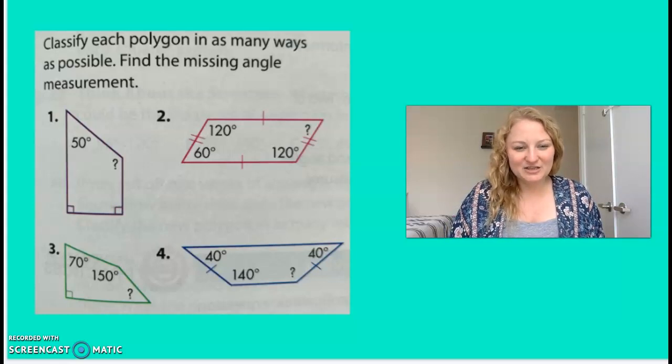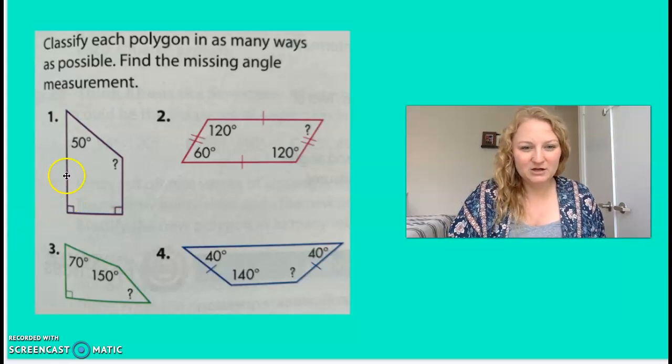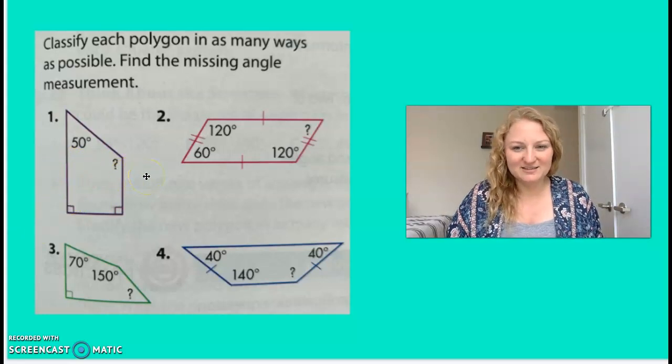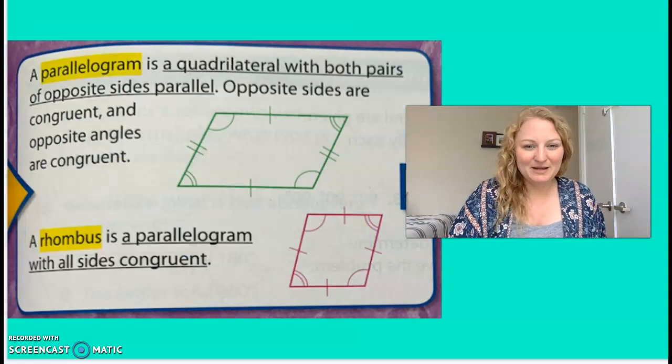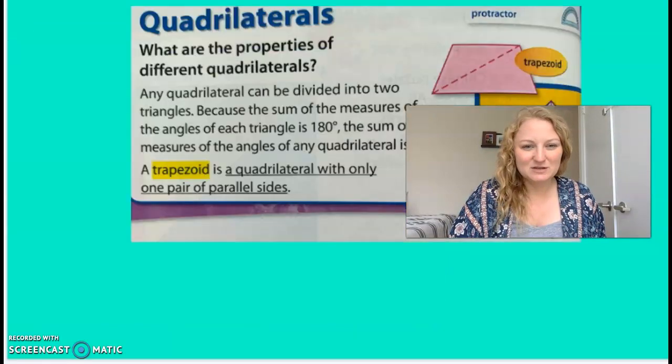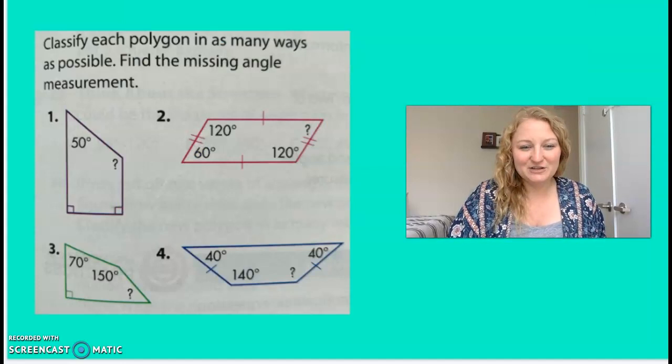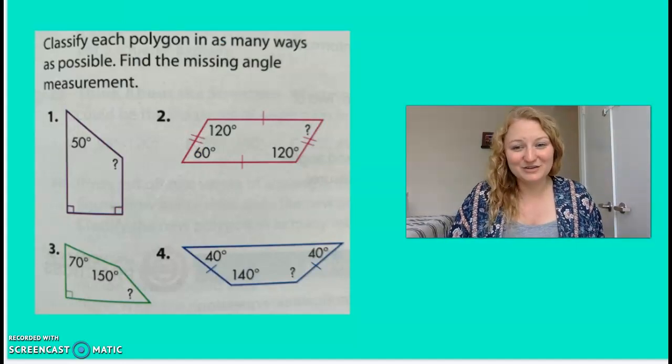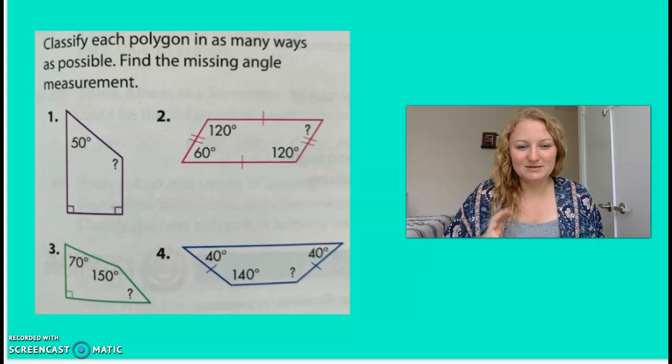And I see that there's one pair of parallel sides, on the right and the left. And if I go back in my notes, I know that is a trapezoid, a quadrilateral with one pair of parallel sides. So I would say for this first one that it's a quadrilateral and a trapezoid. So I classified it in two ways.